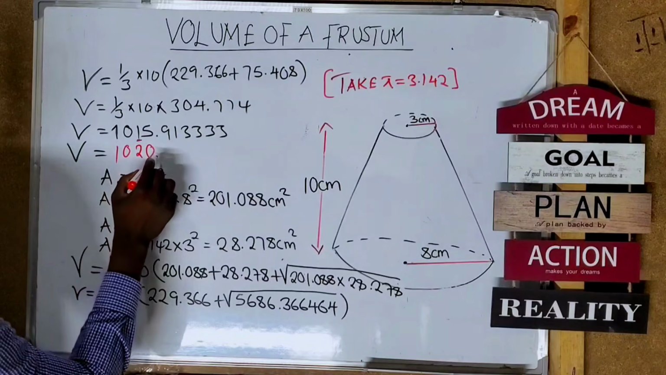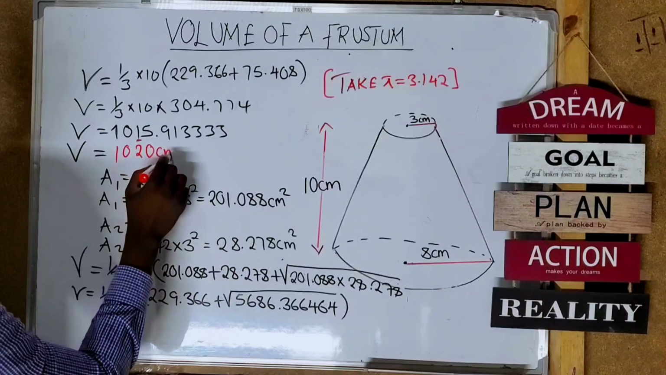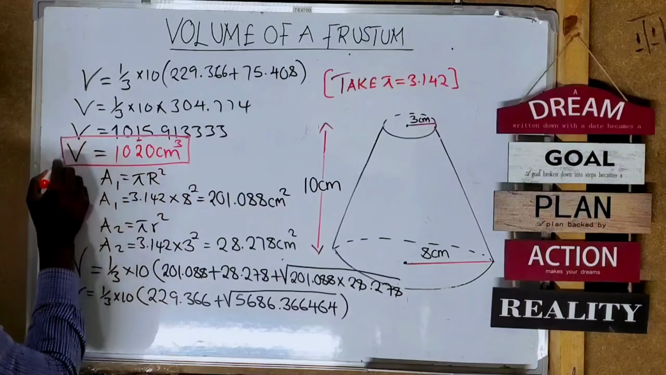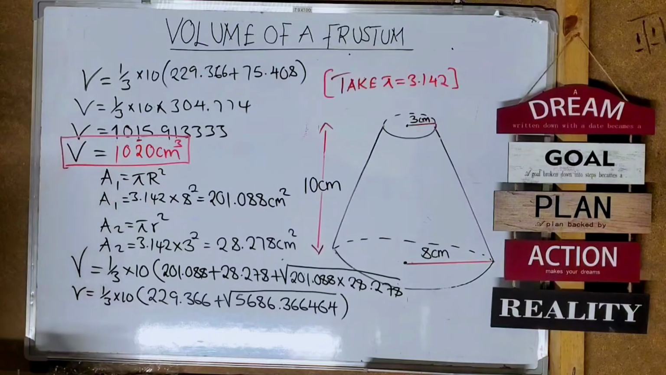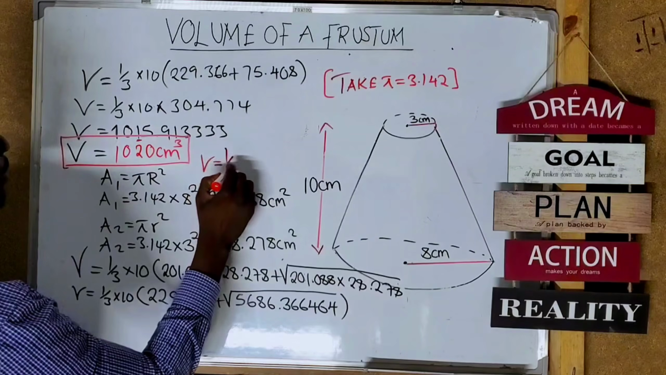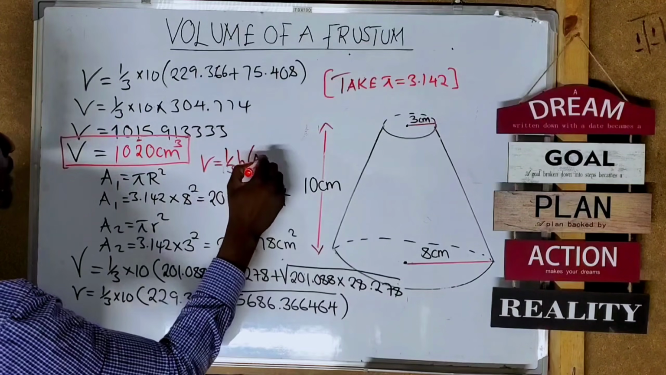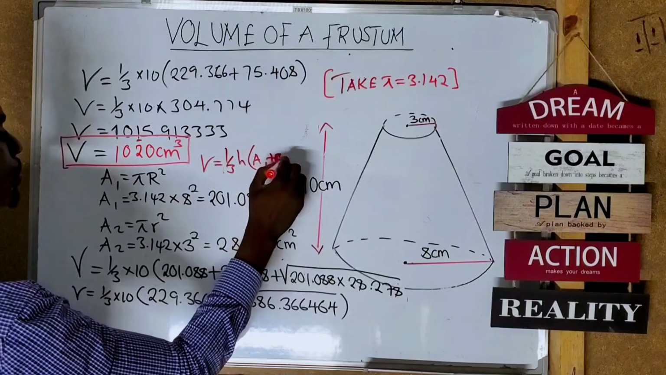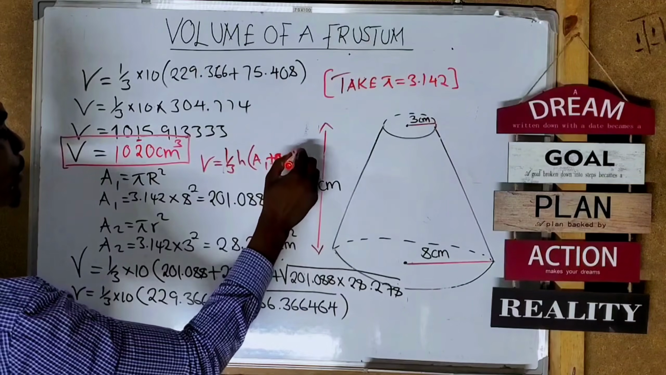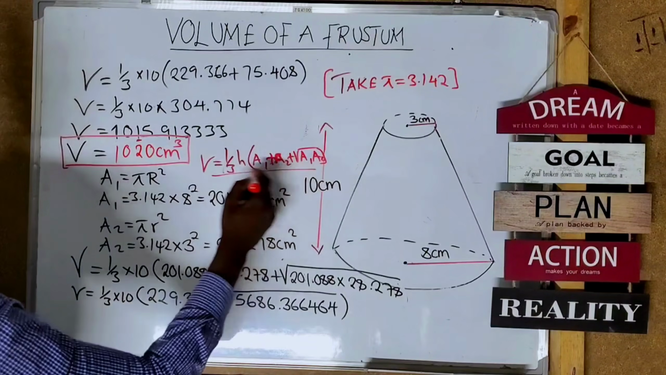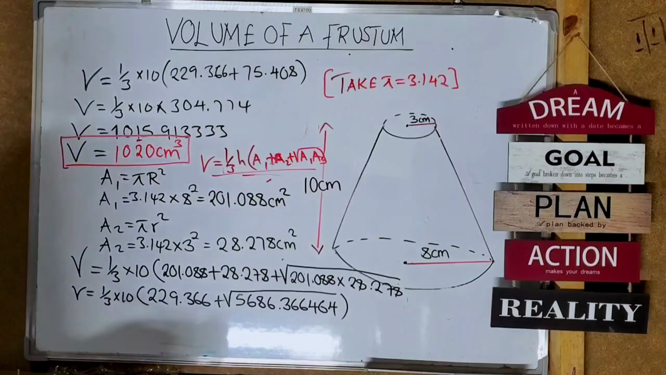Then the units are just cubic centimeters. So this is the volume of a frustum of a cone, using the formula I just showed you. Volume is equal to 1/3 h, open bracket, area 1 plus area 2 plus the square root of area 1 times area 2. Simple. This is the formula you can use to find the volume of the frustum.